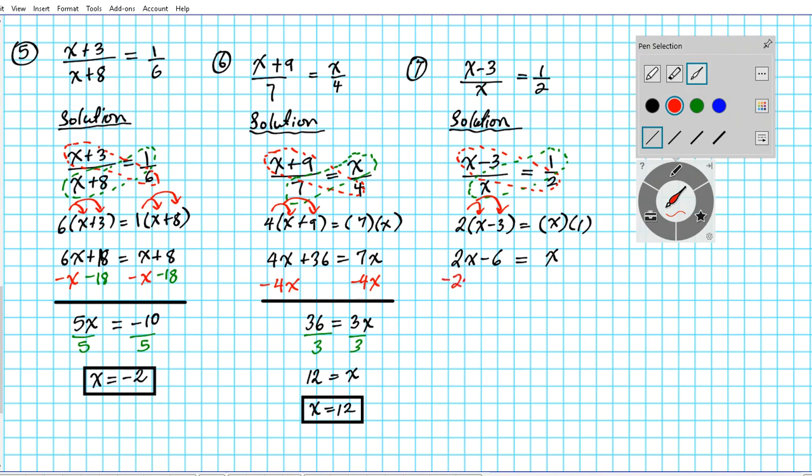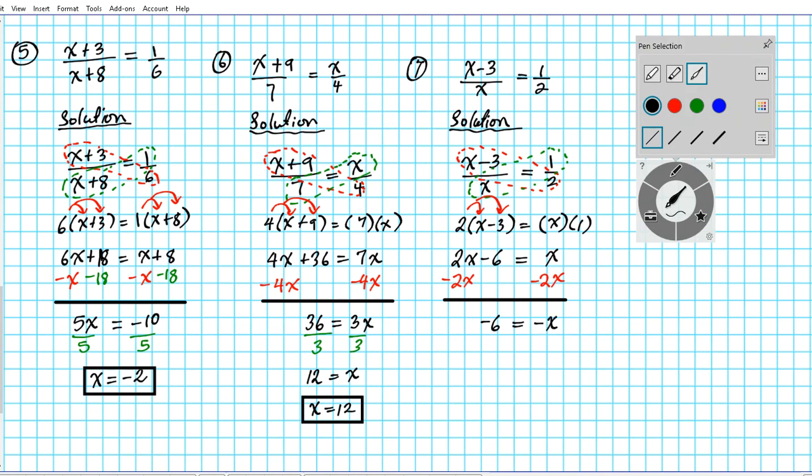So what we're going to do is subtract 2x from both sides of the equation. Okay, so we subtract 2x. And then when we subtract 2x from both sides of the equation, that will yield, so this 2x adds up to 0, negative 6. We have negative 6 equals x minus 2x, negative 1x, or just negative x.